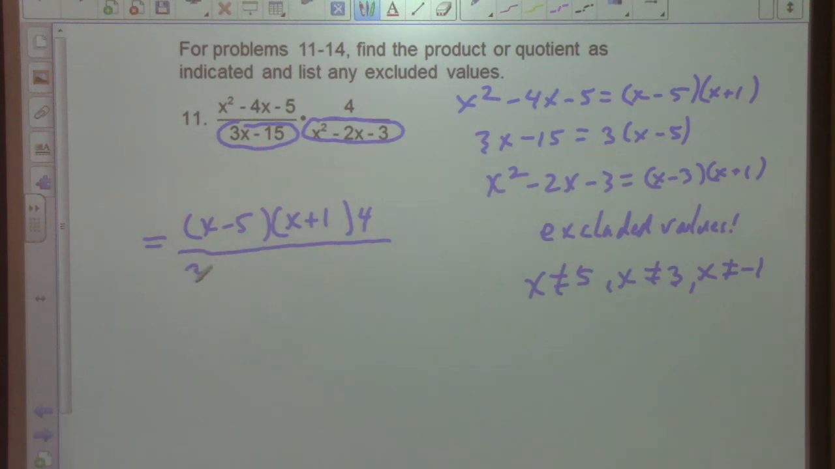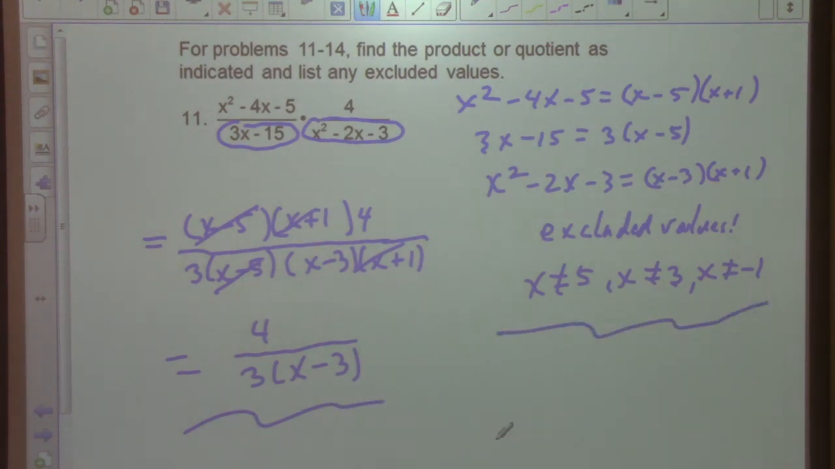And down here we have 3, x minus 5. And then over here we have x minus 3, x plus 1. And correct me if I'm wrong, but I think we're left with 4 over 3 times x minus 3. Does that look good? Okay, so that'll be our answer. These will be our excluded values. So we're just going to keep it right there and resume on Monday.